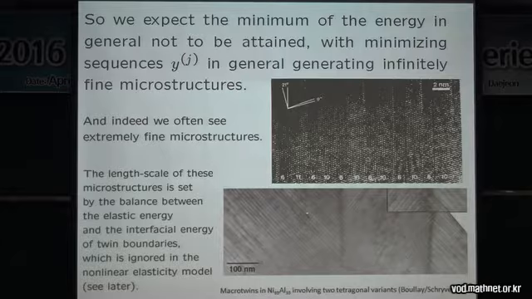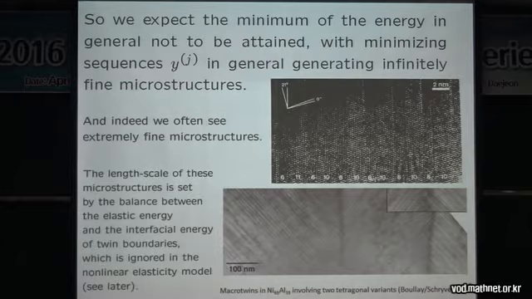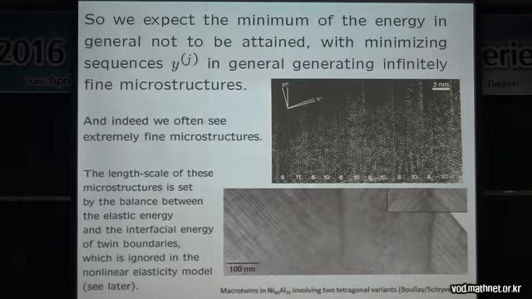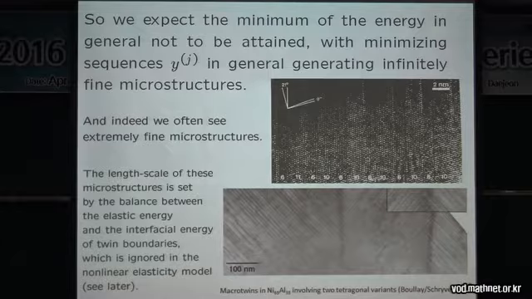The atomic environment of an atom sitting very close to this interface is different from one sitting in the middle of a layer. So we expect a little change in energy on the interface here. That must be very small, otherwise you wouldn't see such large amounts of interface. But it is nevertheless there, and it's that that sets the length scale, and it's ignored in this model that I've described so far.